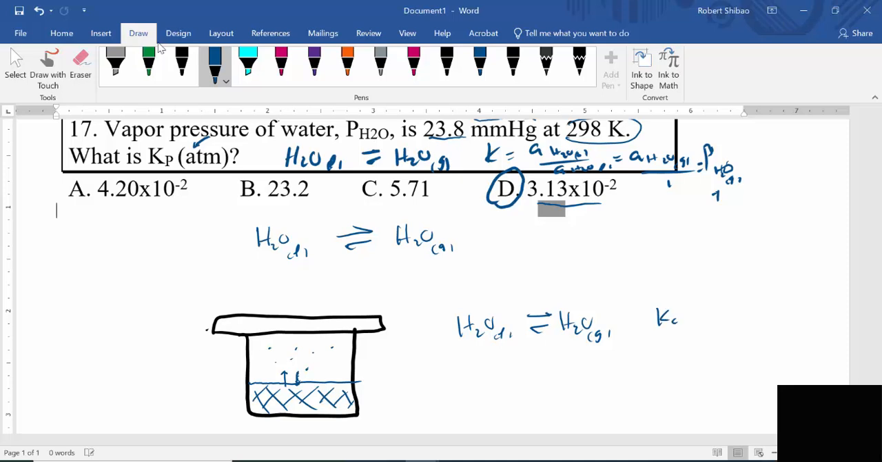We can do a Kc or Kp. The Kc would be the moles of gaseous water vapor in this airspace here. That would be the Kc. We just calculate the molarity of the gas.